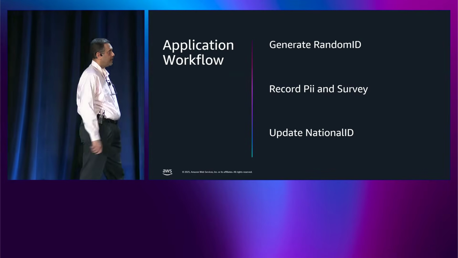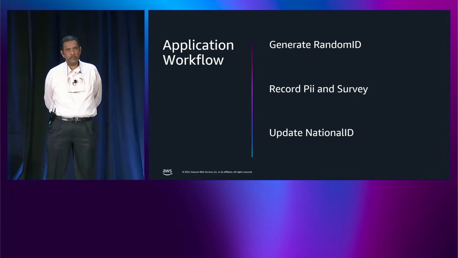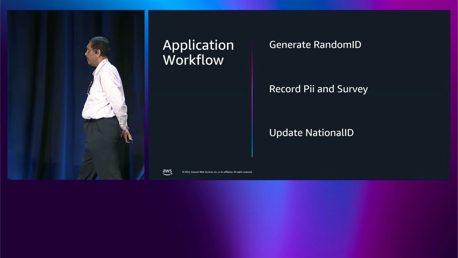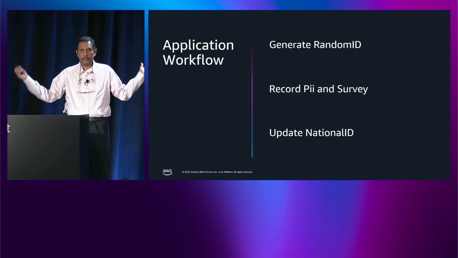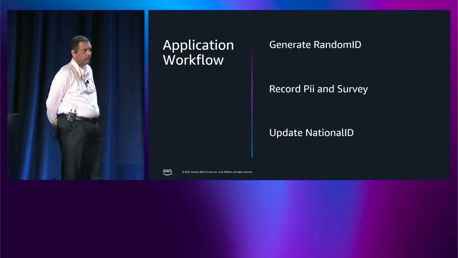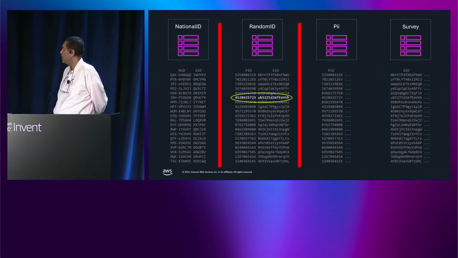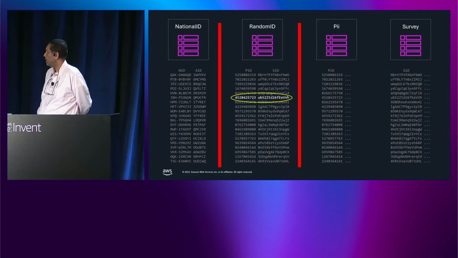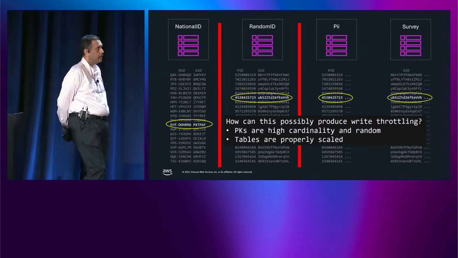So what does the app itself do? It generates the random ID, records the personally identifiable information in the survey, and it puts that one-way hash in the national ID table. Straightforward. 1 read, 3 writes. That's it. Everybody good so far? Okay. So some information here, they got a random ID, and that's going to map to some particular record here.